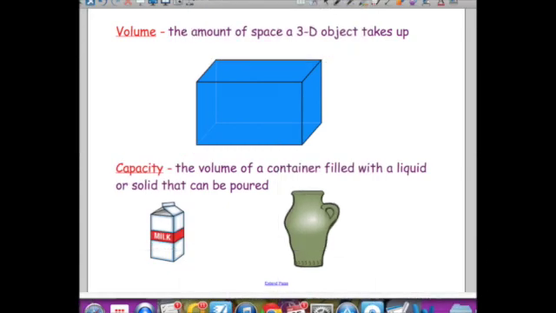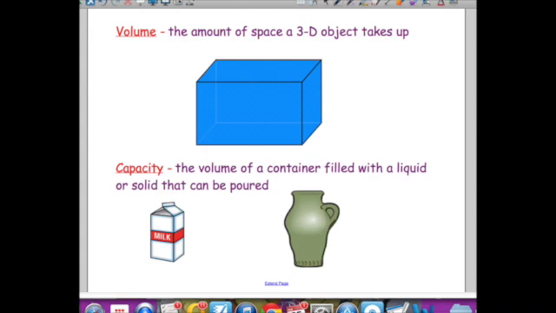Well, volume is the amount of space a 3D object takes up. For example, if you think about a Kleenex box, it takes up space. While capacity is the volume a container can hold when filled with a liquid or solid that can be poured. So that's saying that Kleenex box, we're now going to fill it up.